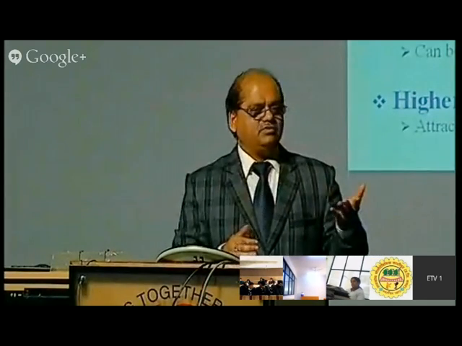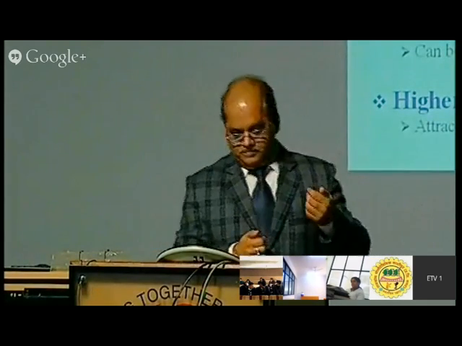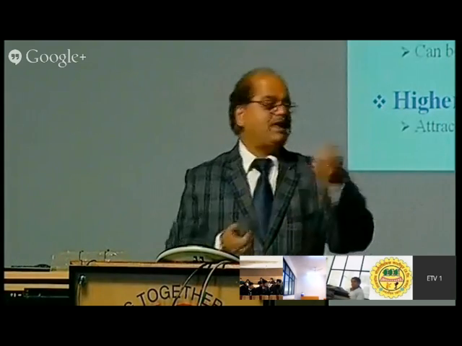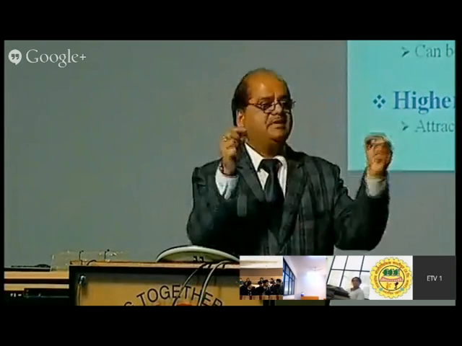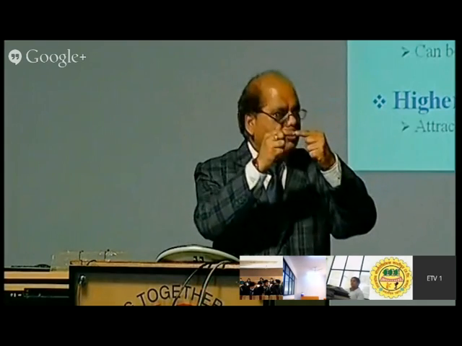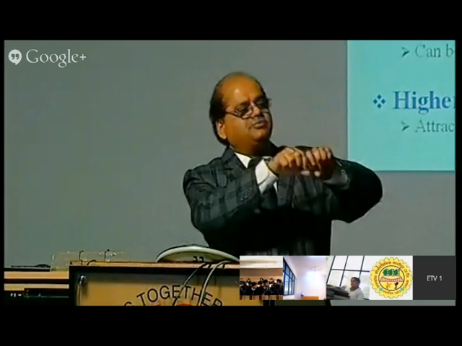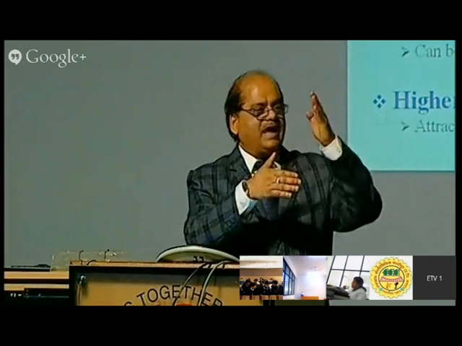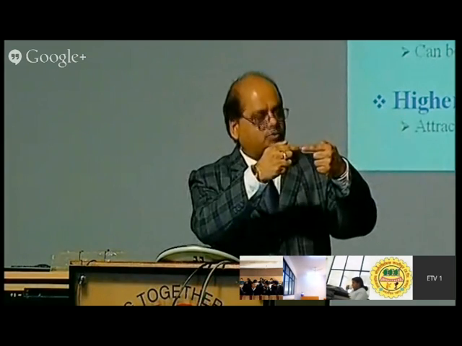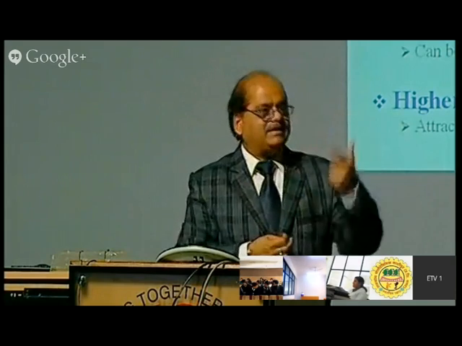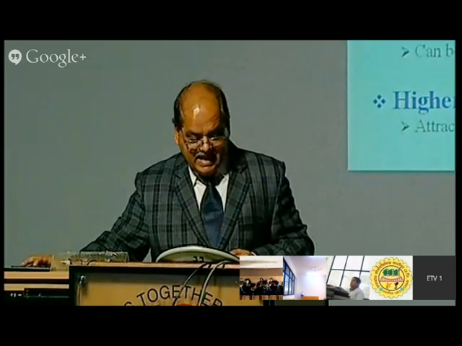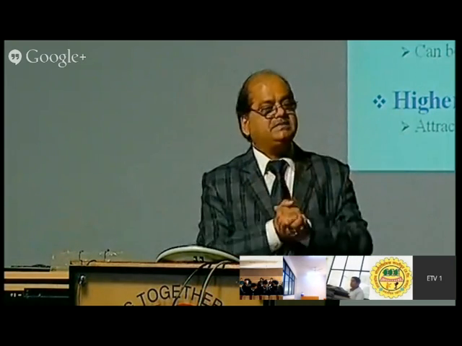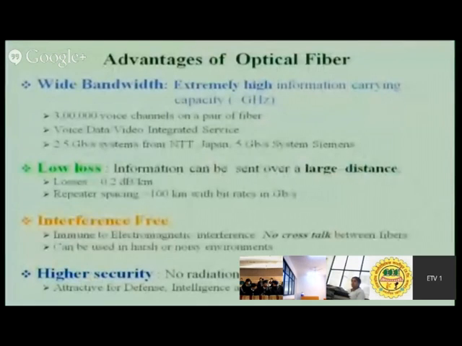It is very difficult to tap the optical power. If one has to tap the optical signal, he has to break the optical fiber and join core to core. Whereas in copper cable, if you just twist two wires, you will get the signal. But to tap the optical signal, you have to at least break the fiber and join core to core. So during the breakage, one will get the signal information. So they are very attractive for defense, intelligence, and bank networks, where security is a very important criterion.